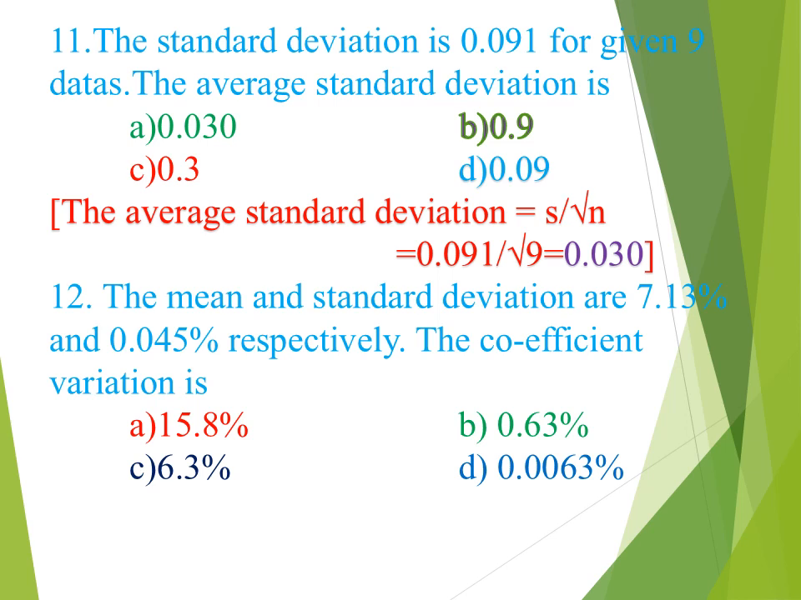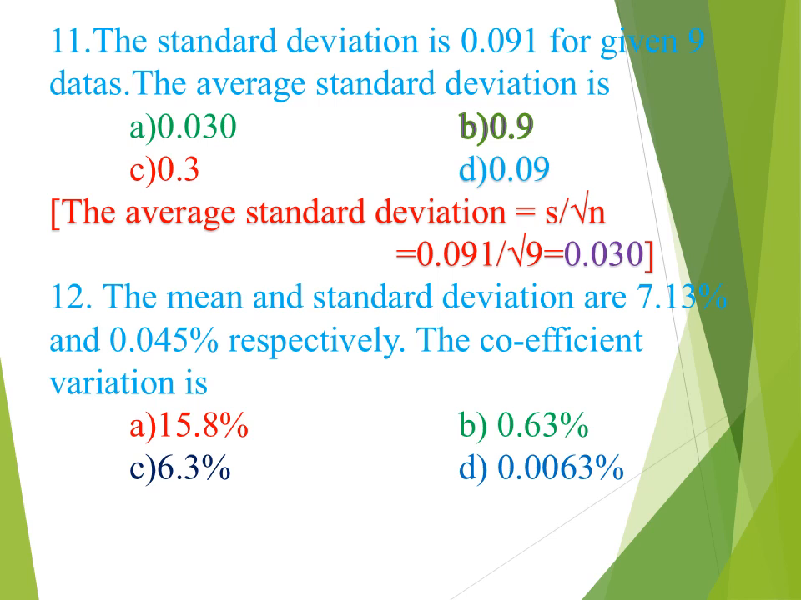The standard deviation is 0.091 for a given 9 data. The average standard deviation is A 0.030, B 0.9, C 0.3, D 0.09. The formula for average standard deviation is equal to S divided by root n, that will be equal to 0.091 divided by root 9, which is equal to 0.030. The option A is correct.